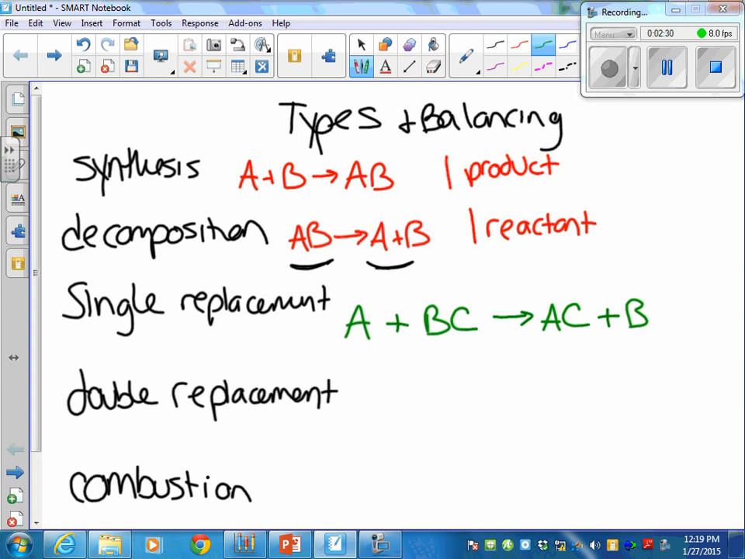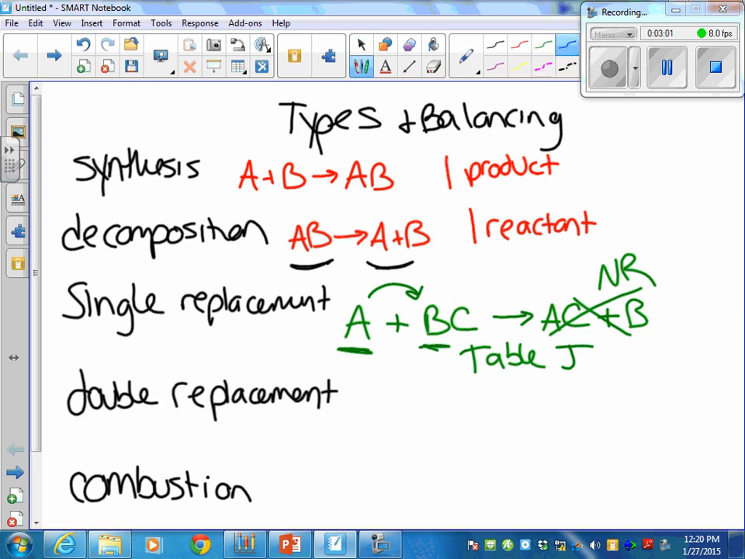Now, this reaction will only happen if, according to table J, A is more popular or more active than B. A is trying to take B's date, and that will only happen if A is more active, or more popular in school, than B is. If A is below B on the chart, then this does not happen. You have a no reaction, and that's all you need to write.